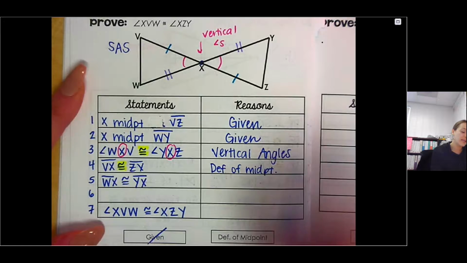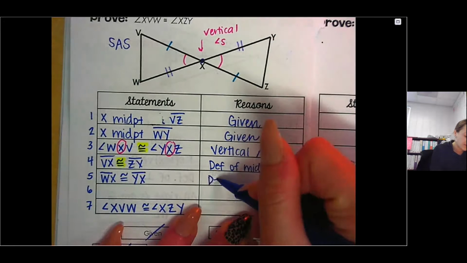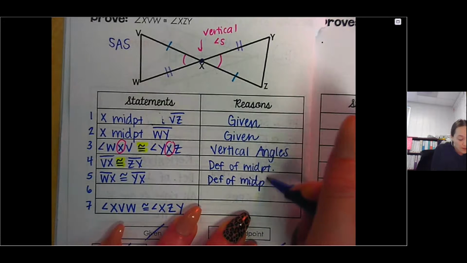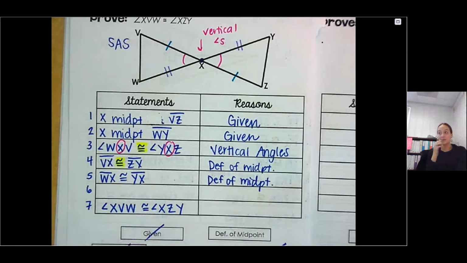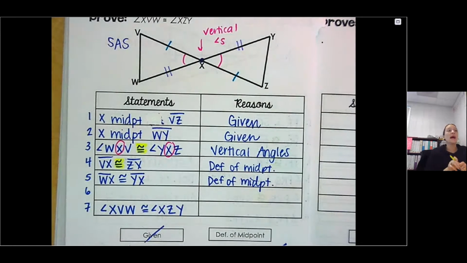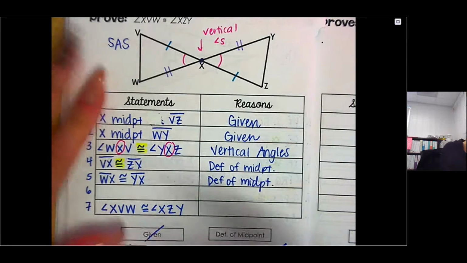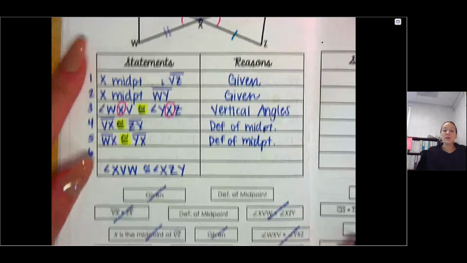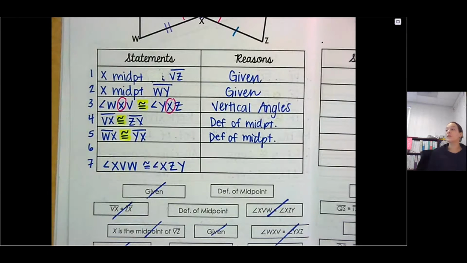Okay, and that again is the definition of midpoint. Now, typically at this point, we have 3 pieces of information highlighted, right? We've got 3 congruent symbols. What does that mean we can now prove? What do we usually do after we've got our 3 congruent symbols highlighted?